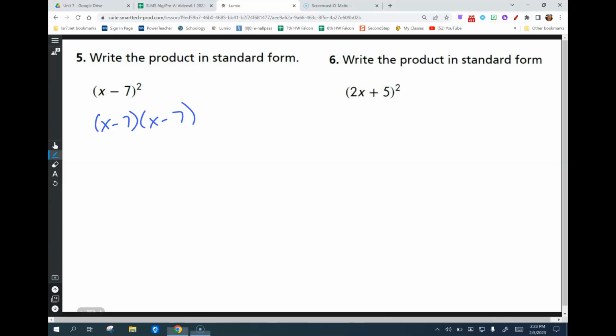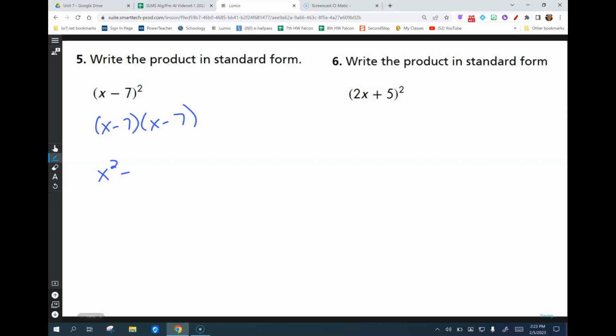So for this one, x squared minus 14x plus 49. 4x squared plus 20x plus 25. What did I do? I squared the first term. I take the first term times the second term times 2, and then I squared the last term. Okay, that's the shortcut that I'm using, but I could have written them out and got the same answer. If memorization is not your thing, just write it out.